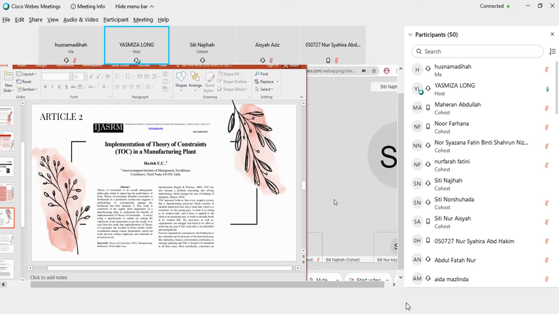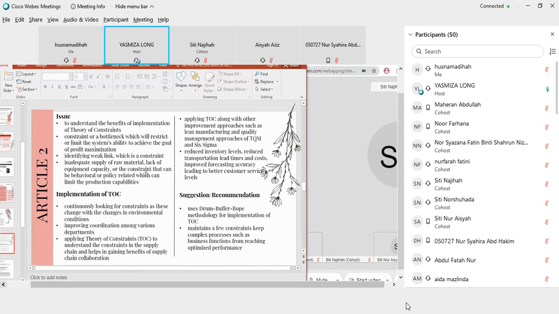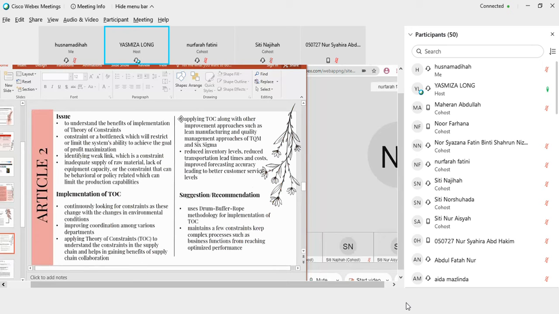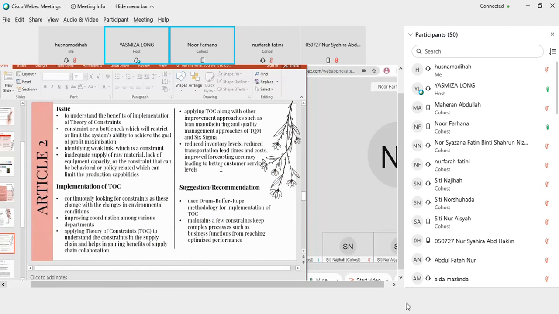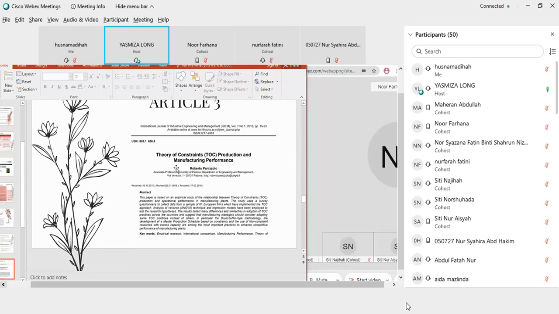Hello? Where are the group members? Yes, Madam. Article 2 talks about the problem in terms of supply chain management of their raw materials, and they want to apply the TOC, isn't it? Right? Correct, Madam. Yes, and then the finding, because article 2 is about the finding. Article 3 has the finding of article 2.